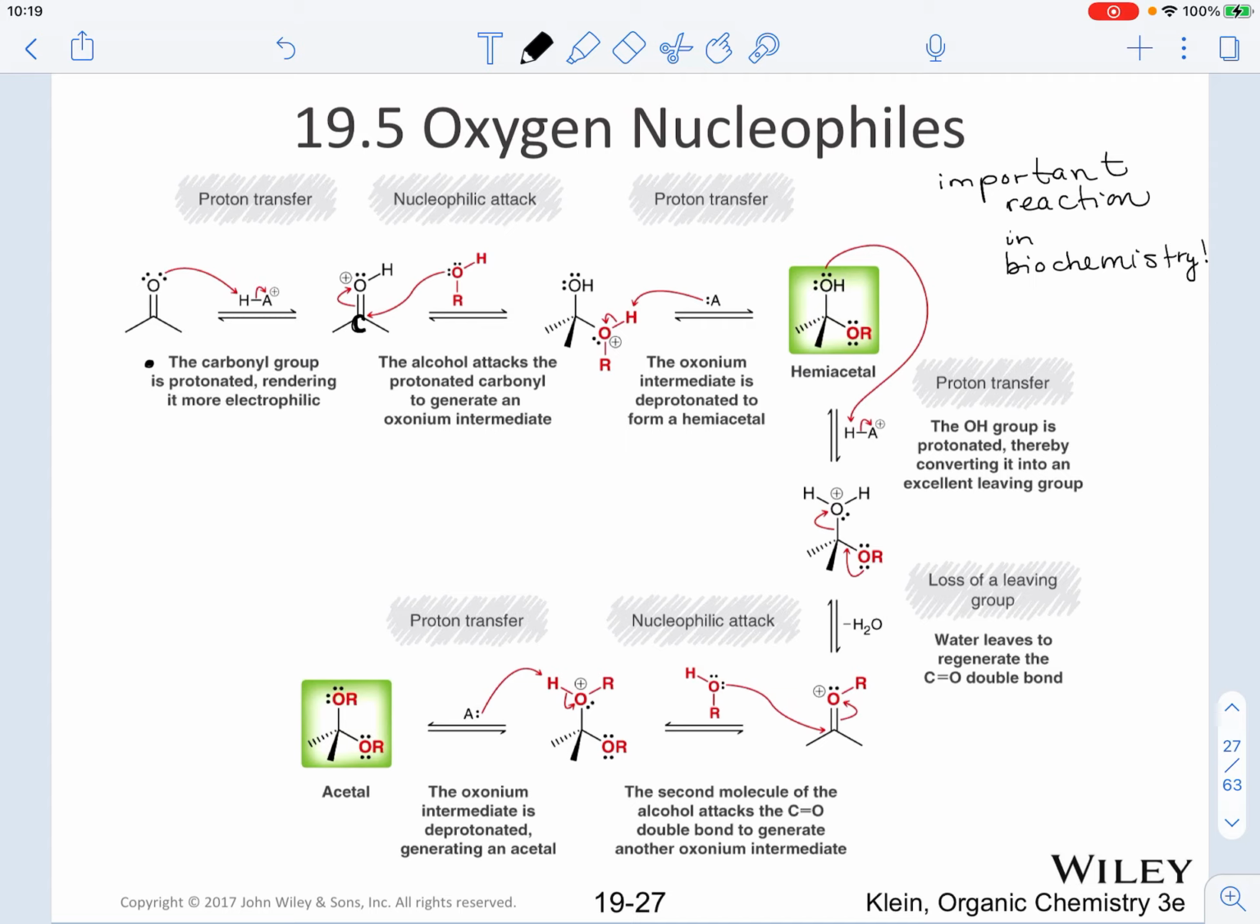In the next step of the reaction, we are going to have A minus, which in a way is going to be the conjugate base that resulted from the first step of the reaction, deprotonate that oxonium intermediate, and it is going to give rise to a hemiacetal. So understand that the hemiacetal is an important intermediate. It's like the halfway point to getting to the acetal.